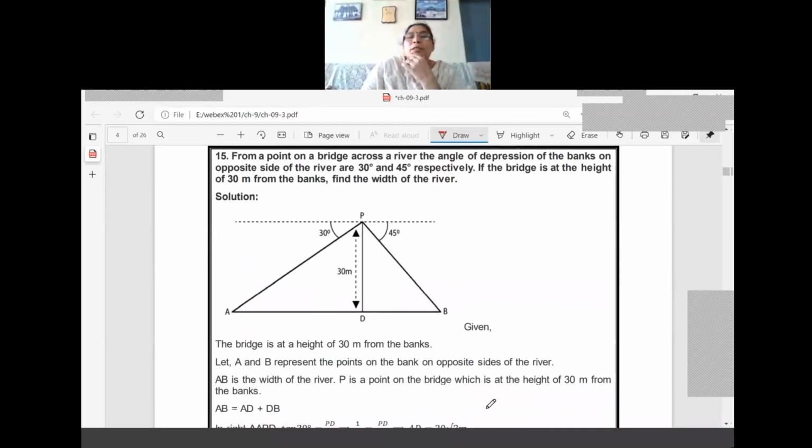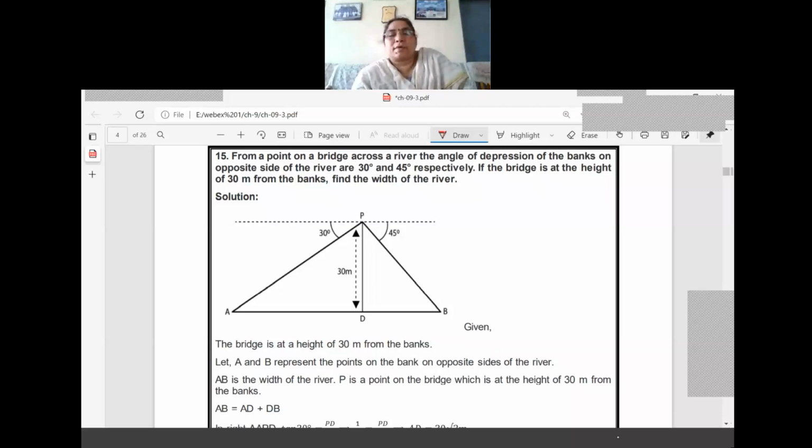From a point on the bridge across the river, the angles of depression of the banks on the opposite sides of the river are 30 and 45 degrees. If the bridge is at a height of 30 meters from the banks, find the width of the river.